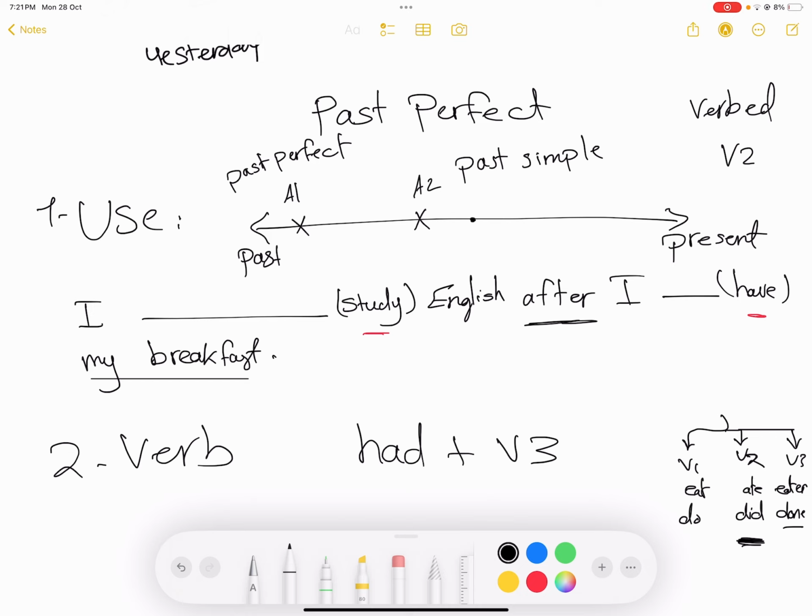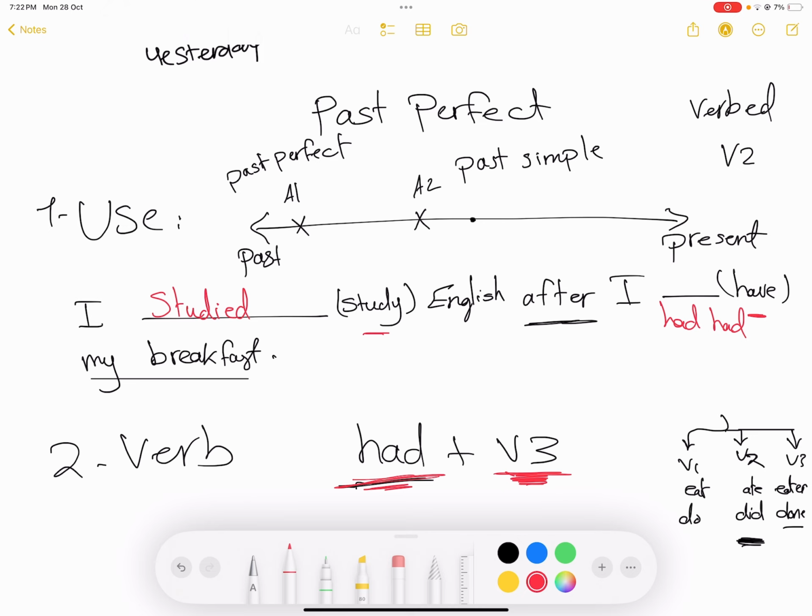So what will happen to the verb in the past perfect? I said I will add had plus the V3. So we said this is the past perfect. Is there anything called had? Yes, because I said I will add had, and then the verb itself will be in the V3. So what is the V3 of have? Had. So I studied English before I had breakfast.